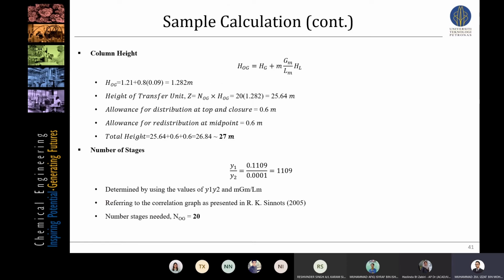So for the column height, using this equation, we get a total height of approximately 27 meters. And then for the number of stages, by using the reference of the correlation graph, we get the number of stages at 20.